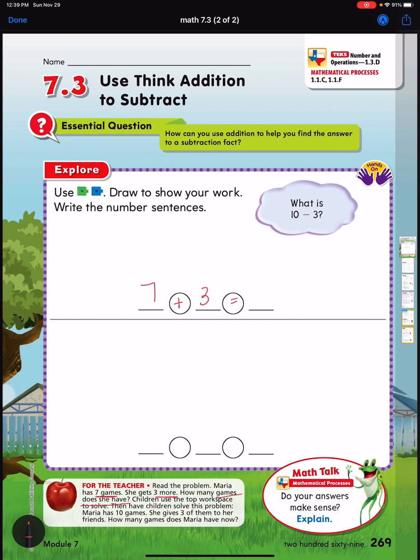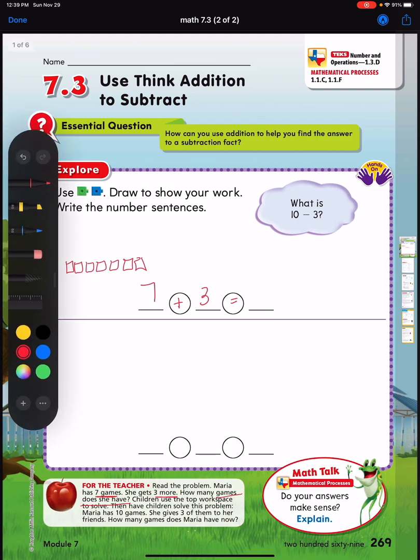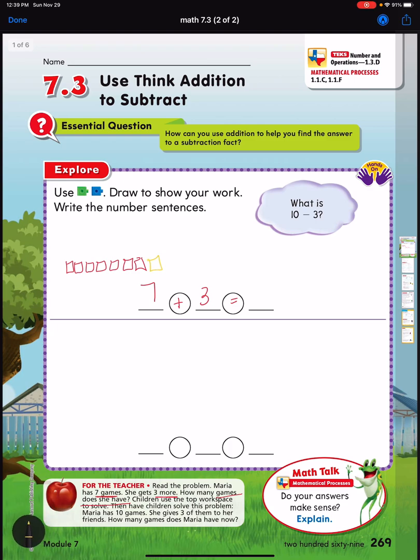All right, so she has 7 games. 1, 2, 3, 4, 5, 6, 7. She got 3 more. 1, 2, 3. What does she have now? Well, I have 7, 8, 9, 10. 7 plus 3 equals 10. All right. Let's think about this in another way.